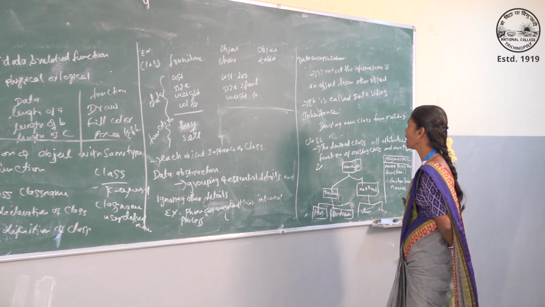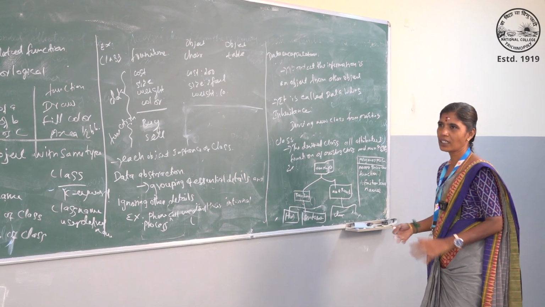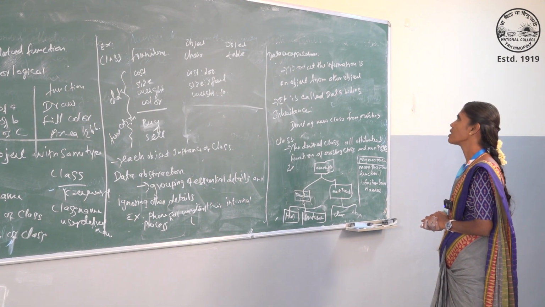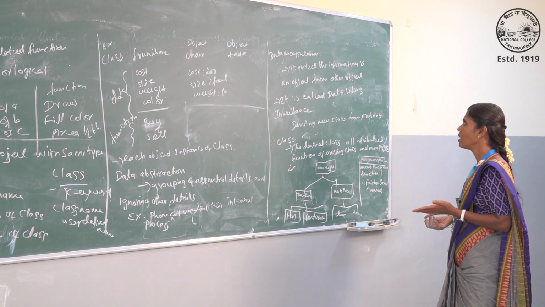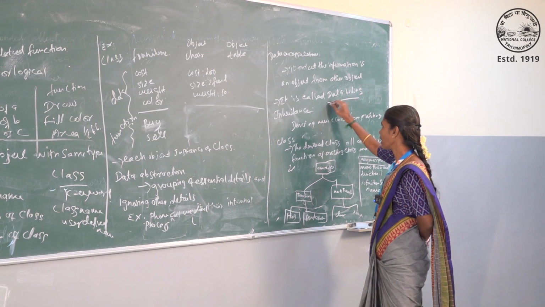Next one is data encapsulation. Data encapsulation means to protect the information of one object from other objects. It is called data hiding.